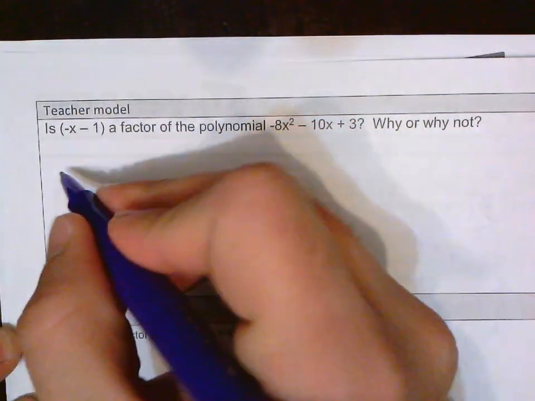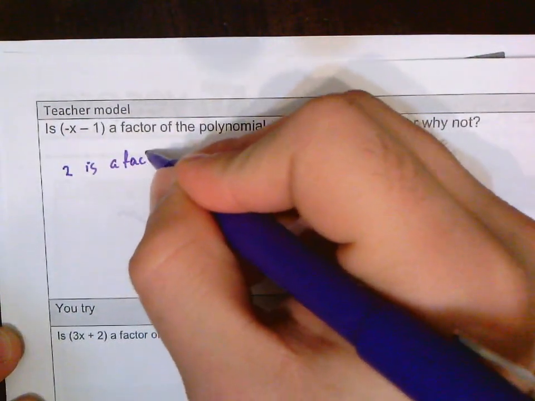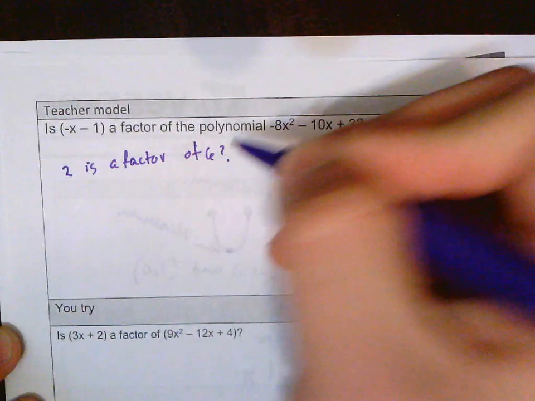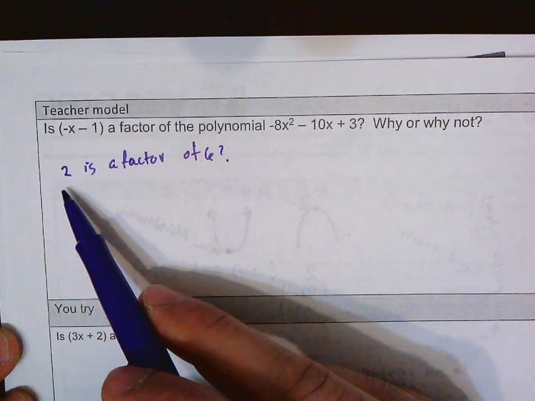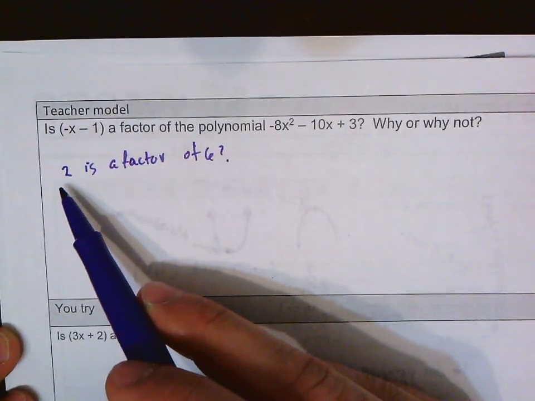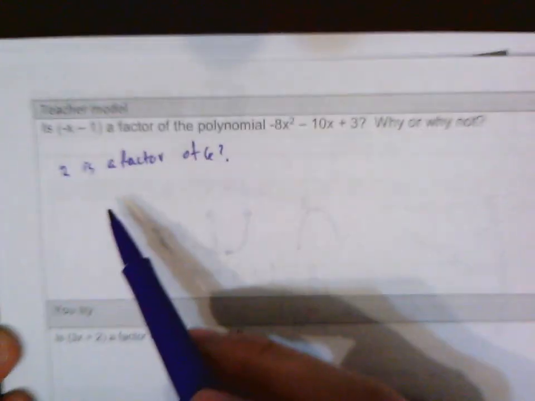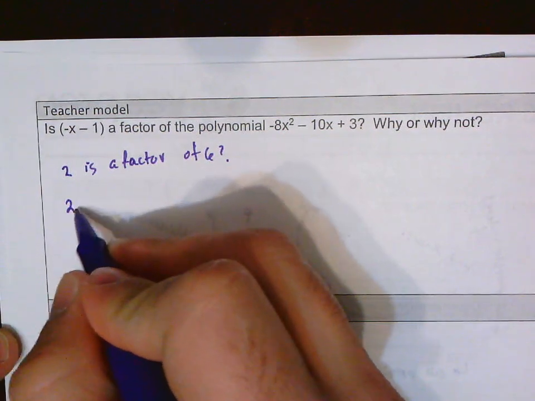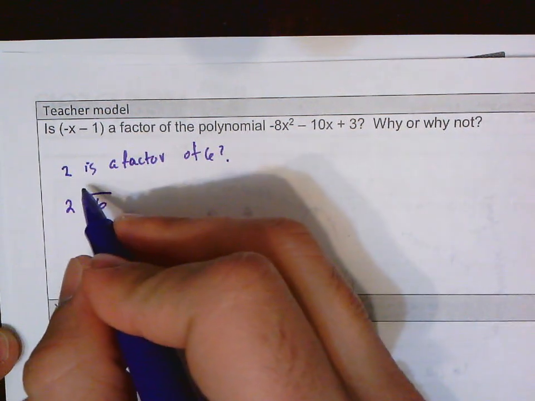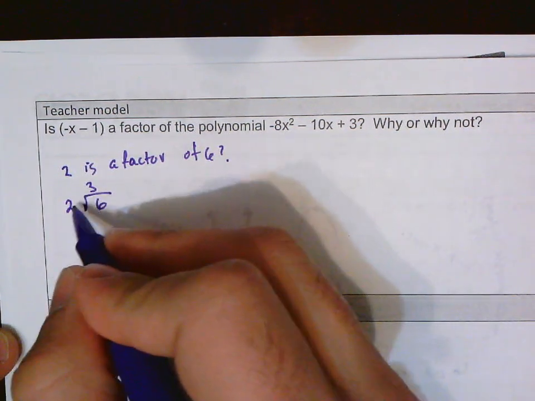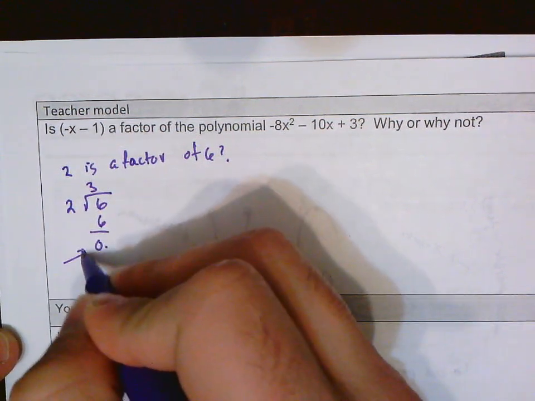How do you know if 2 is a factor of 6? Well, you know that 2 is a factor of 6 because 2 is a multiple: you can find another number such that when you multiply it by 2 gives you 6. Or you can also say, if I divide 6 by 2, I get a number with a remainder of 0.